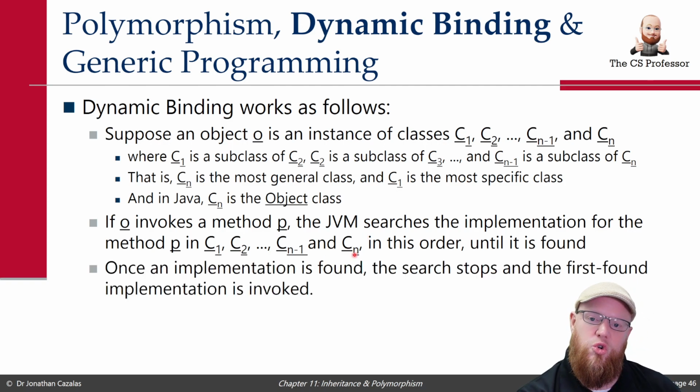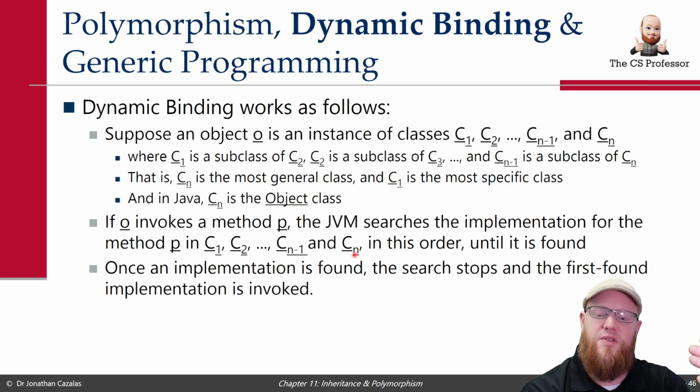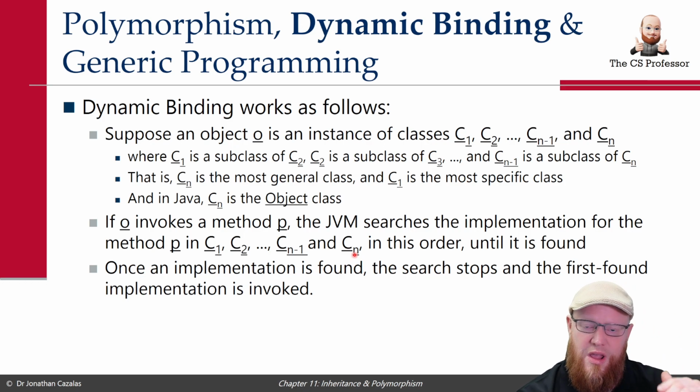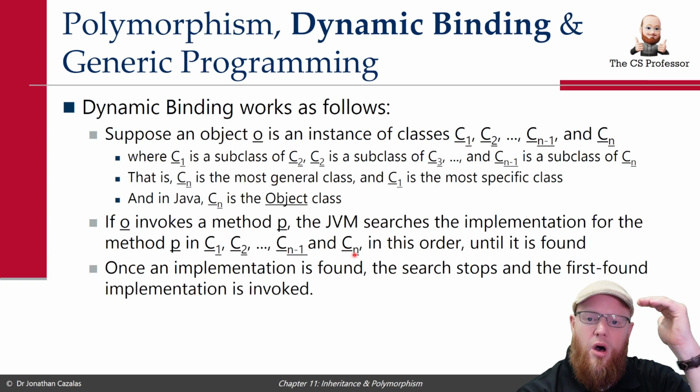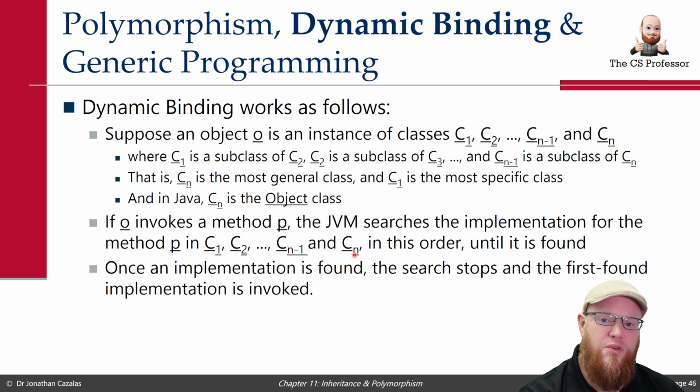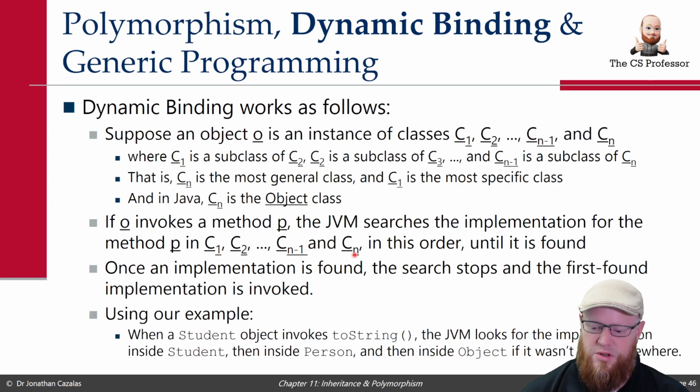Meaning the Java virtual machine will first look in the more specific classes and look for an implementation of toString. If it doesn't find it, it will look for the implementation of toString in the superclass. If it doesn't find it, it will look for an implementation of toString in that superclass. It'll keep going all the way up the chain looking for an implementation. And once it finds one, that is the implementation that is invoked. This is the idea of dynamic binding.